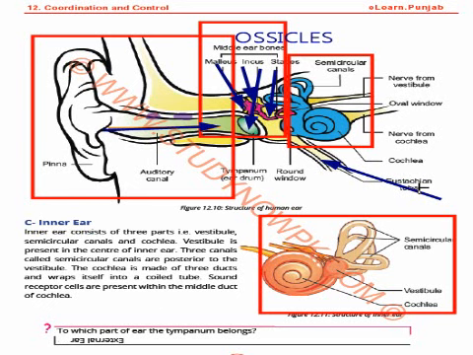Number three is the inner ear. It consists of three parts. See, this one is the vestibule. Number one is the vestibule. This is the vestibule. Then the cochlea and the semicircular canals. See, these three semicircular canals are there.